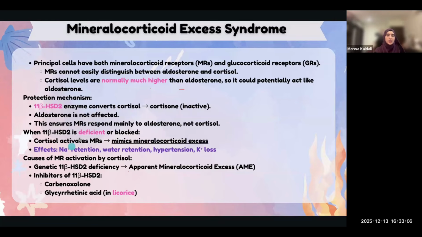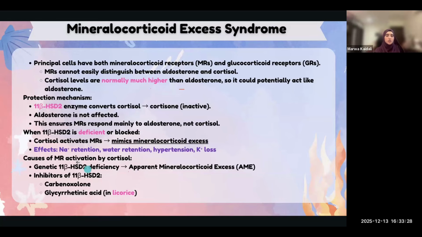Okay. Now, what happens when this enzyme becomes deficient or blocked? Basically, it's going to cause cortisol to bind to the mineralocorticoid receptors, and it's going to mimic mineralocorticoid excess. So these patients are going to present with sodium retention, water retention, hypertension, and potassium loss. We're going to talk about this in the next slide. So stay with me here.